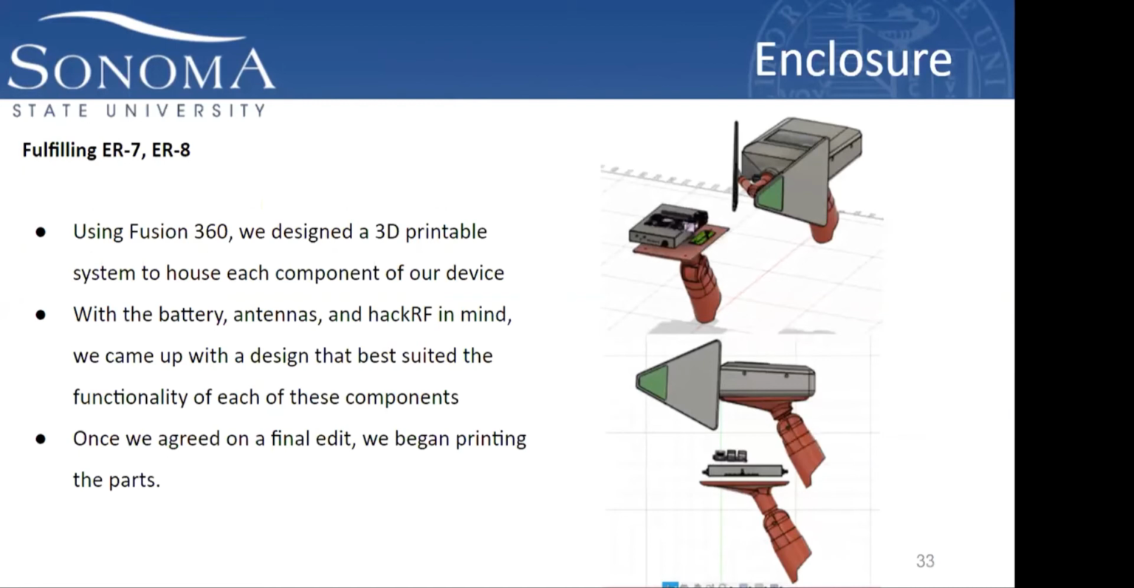To fulfill engineering requirements 7 and 8, we designed an enclosure in Fusion 360 to house our system so that an officer could easily use the device while conducting their searches. The design evolved from the way each component interfaced with each other and from the size and shape of each component. The final design is pictured here, where the transmitting and receiving components are in one case, the antennas face forward towards a target device, and there is a location in the handle for our tool battery. Once the final design was agreed upon, we began printing.